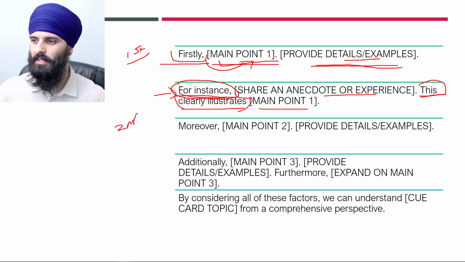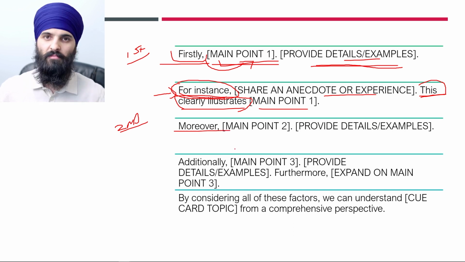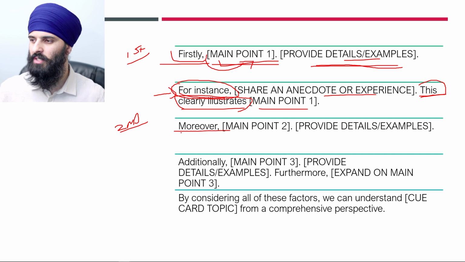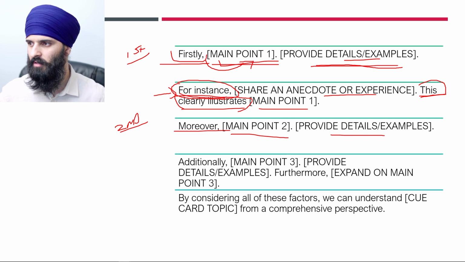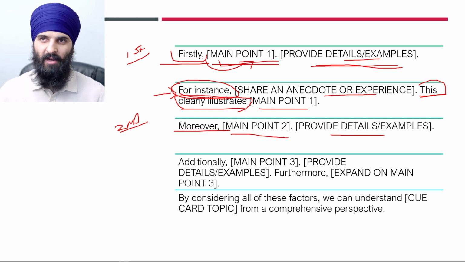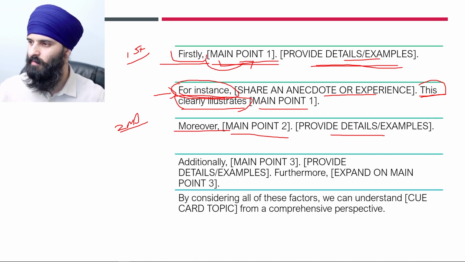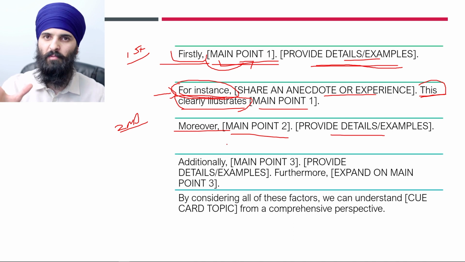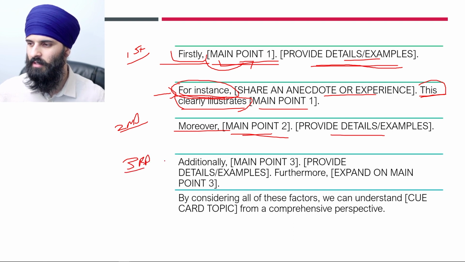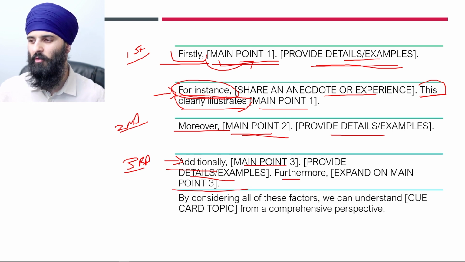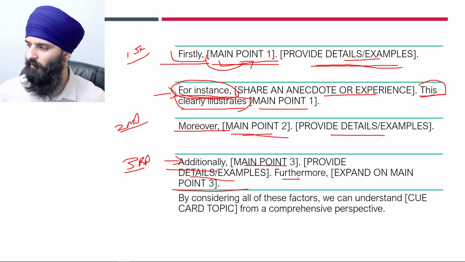Now, when you go on to your second idea, you can say moreover, then give your main point. So that's how you start your second idea. When you're talking about details and examples for this, you can use similar words like for instance, for example, or here's an example. Then share whatever the experience is, and then talk about how that experience illustrates your main point too. Finally, when you have the third idea, use the connector additionally. Then say the main point 3. Once that is done, provide some examples and details and then say furthermore if you want to expand more on your point 3. If you want to add more details, use the connector furthermore.